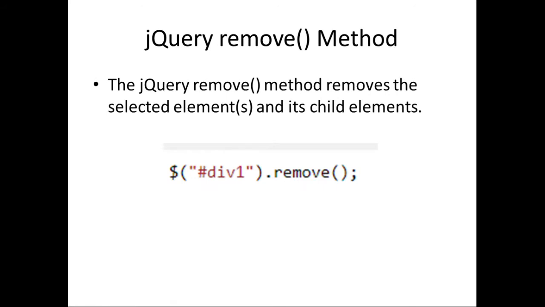So, the jQuery remove method. The jQuery remove method removes the selected elements and its child elements. So as an example, in this code, we have selected a division with an ID div1, and then we place here remove. So this again will remove the element and the child elements.